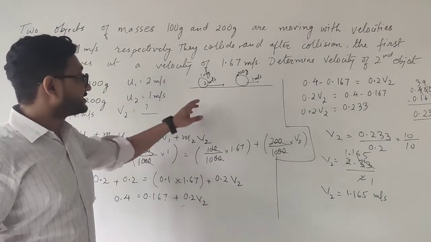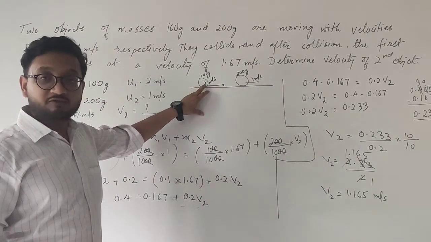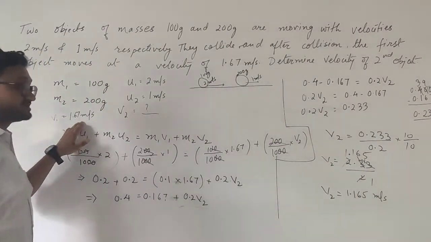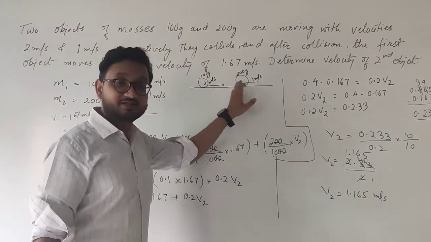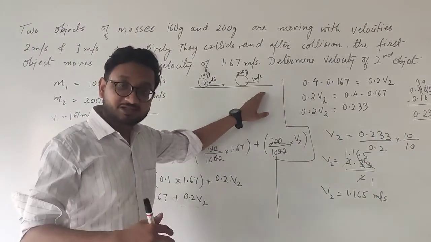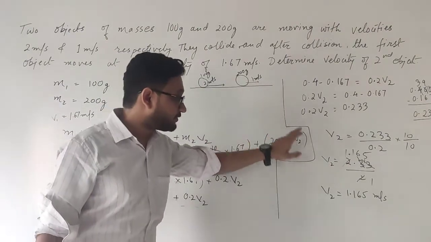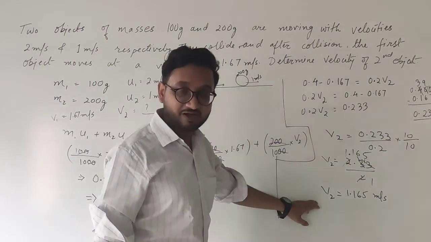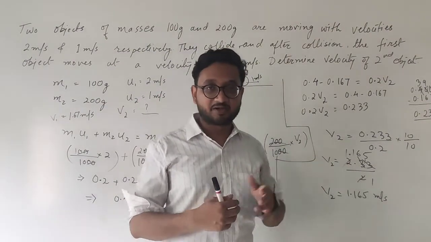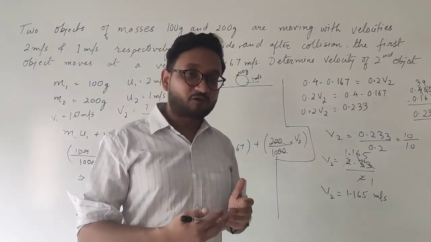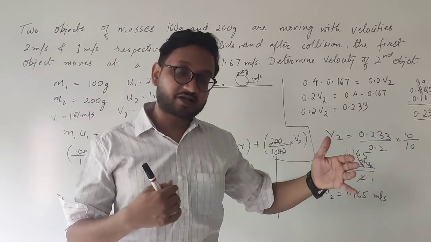As you can see, I told you that the velocity of the first object, 2 meters per second, decreased to 0.167, and because it is striking the second object, its velocity is going to increase. Before, its velocity was 1 meter per second, now it is 1.165 meters per second. So it has increased a little bit. Because it is a heavier object, having more mass, its velocity has not increased drastically, but only a little bit.